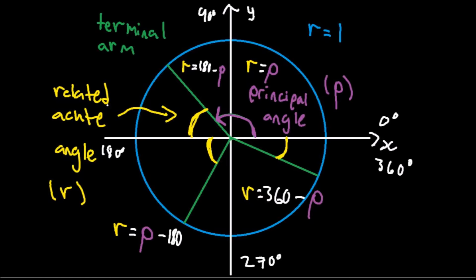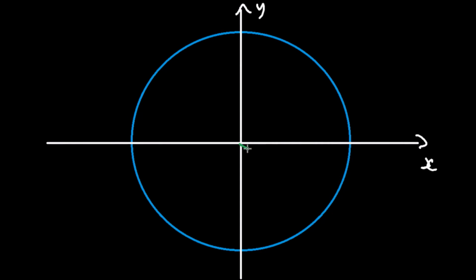The angle that we always talk about in trigonometry is known as the principal angle, and that's always going to be how much we've rotated counterclockwise away from the x-axis, going positive. To find trig ratios of angles greater than 90 degrees, we're going to use these acute related angles.